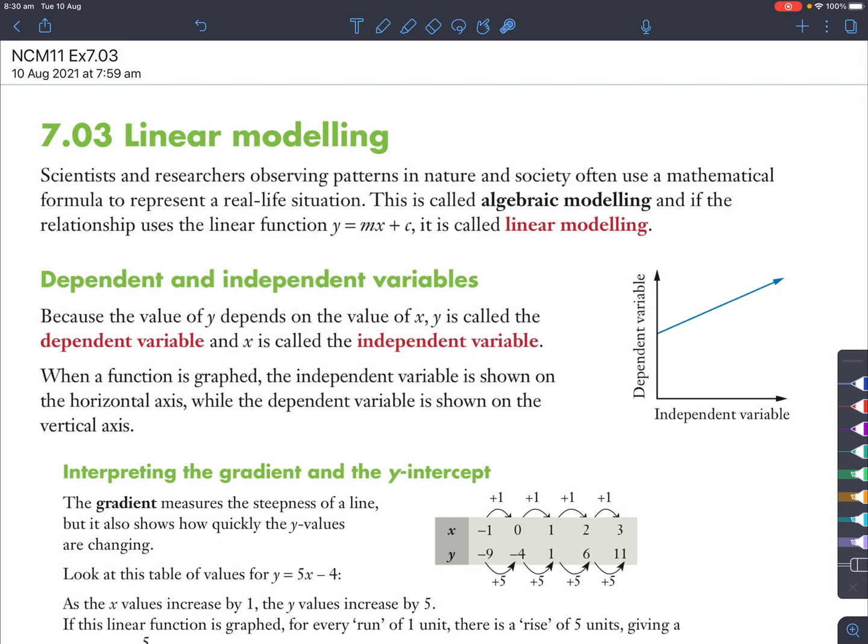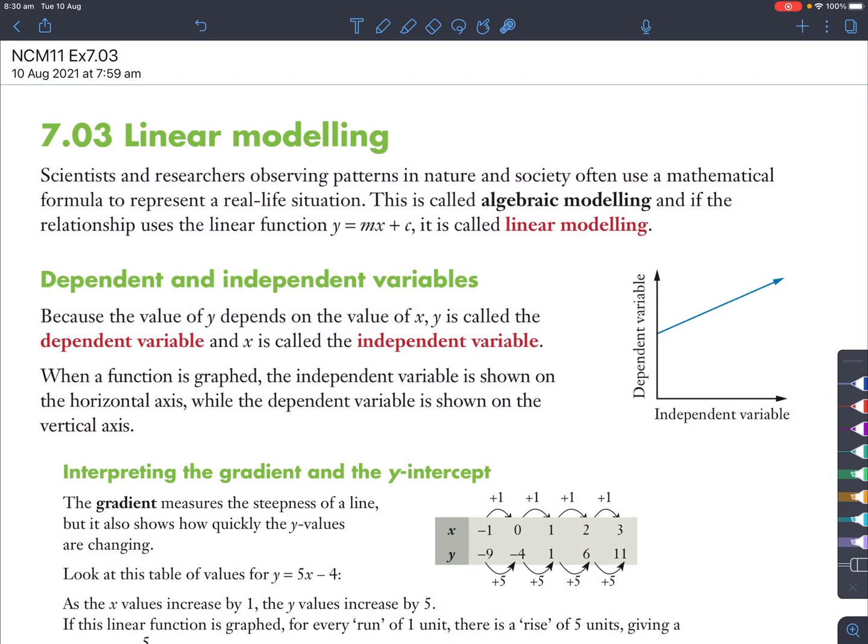Now, when you have these two letters, y and x, one of them is a dependent variable and one of them is the independent variable. Okay? The y here represents the dependent variable, whereas the x here represents the independent variable. So the dependent variable, which is y, always goes on the vertical axis, and the x value, which is the independent variable, always goes on the horizontal axis.